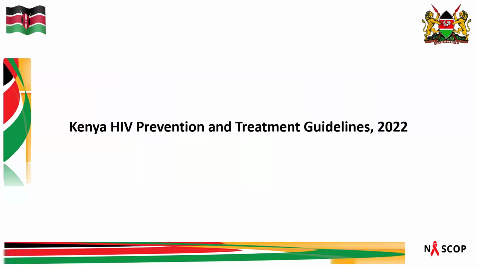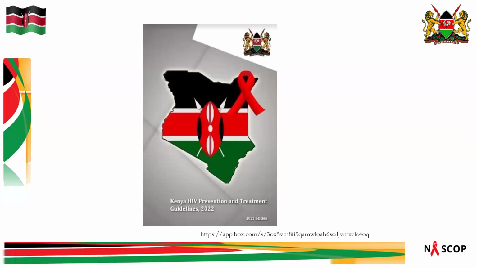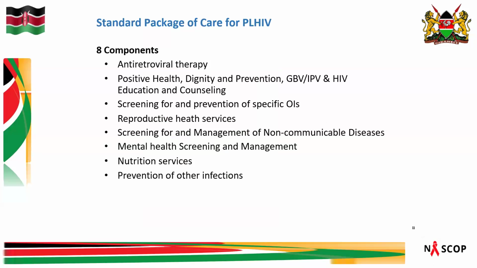So in carrying out our mandate and in carrying out the treatment, we have the Kenya HIV Prevention and Treatment Guidelines, 2022. We normally revise them every 2 years, so now they are under review. But you can access these guidelines on our website, NASCOP. If you just type NASCOP into Google, you'll get this. You go to the section of online resources, and you'll get the guideline. And the guideline, just as an overview, has 8 components.